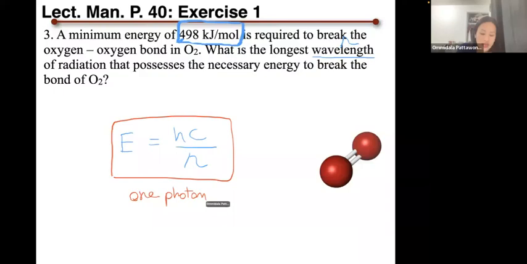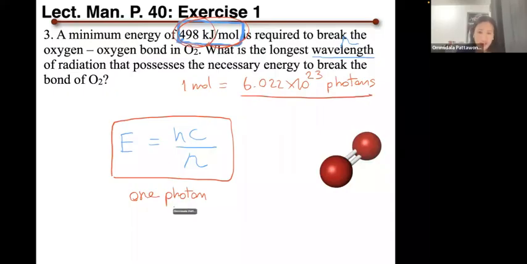We cannot use this number yet because this number is of 1 mole. Remember, 1 mole is not equal to 1 photon, because 1 mole is equal to 6.022 times 10 to 23 photons. So in this case, this amount of energy is per this many photons. It's not per 1 photon yet. So we cannot use this equation yet.